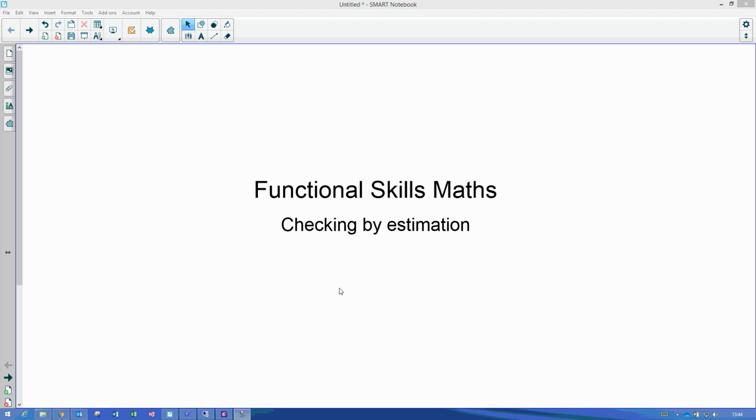Welcome to this short video for Functional Skills Maths Level 2, looking at checking by estimation. Quite often in the test papers, you're asked to check answers are correct. There's a couple of ways you can do it, but one of the ways is estimation. So we're going to have a look at an example of that here.